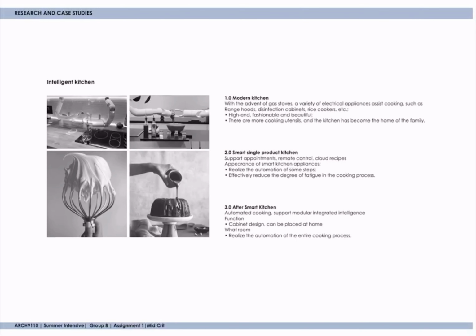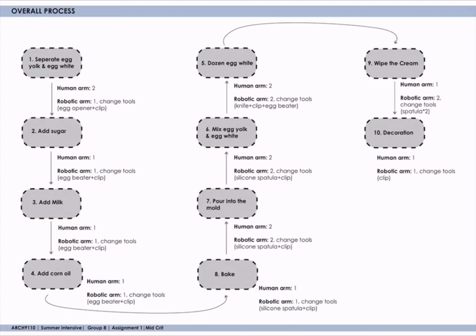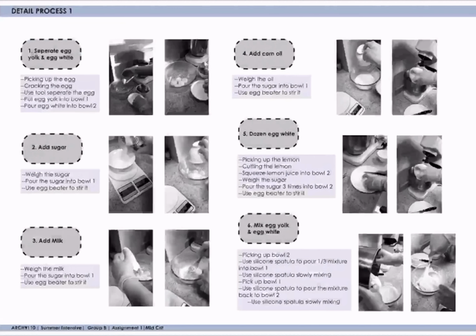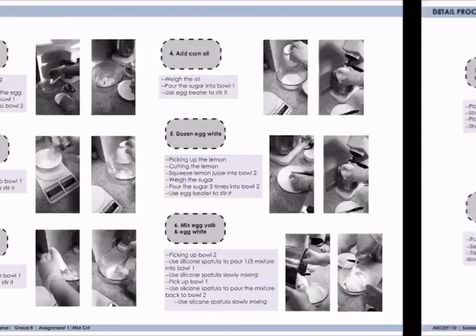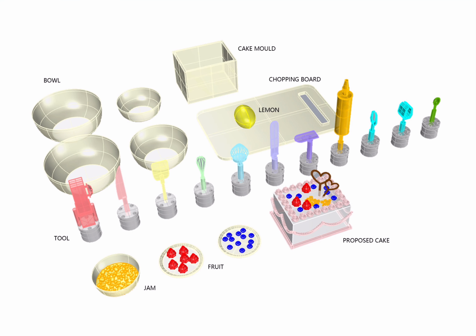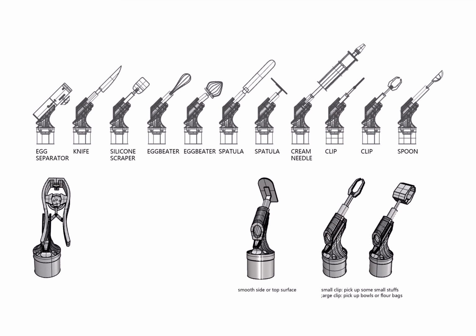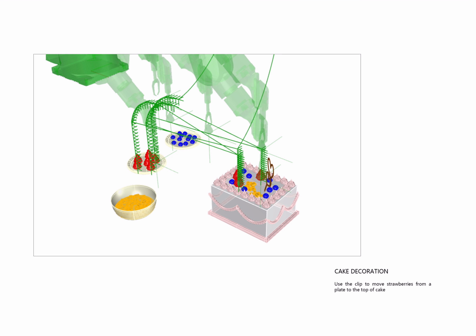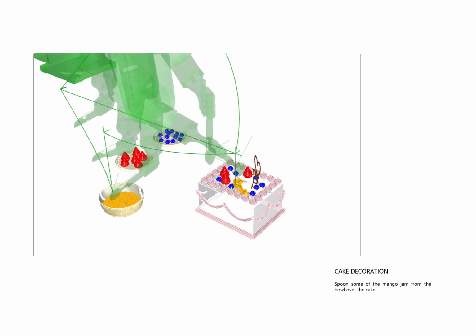So in order to create an intelligent kitchen, we recorded the process in practical operation. We separate the egg, add different materials inside it, mix it, pour it into the mold and bake it. And the final step is decorating the cake. These are the utensils we need in the cake making process. Except for some normal tools like knife, spoon, or clip, we also need some special utensils like egg separator or cream needle. For some stages like pouring out the batter, two robotic arms are required with different utensils. Here are two examples showing how to use different tools to put ingredients on the cake.